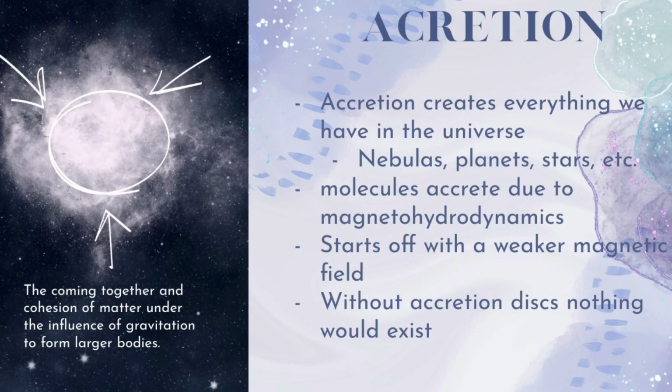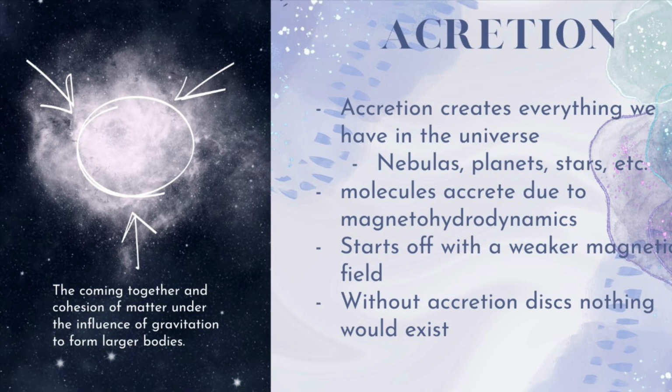Nebulas are a result of accretion, just like everything else in our universe: stars, planets, etc. Accretion is the gathering of molecules through growing forces of gravity, which form larger bodies like protostars. Accretion is able to happen because of magnetohydrodynamics, which pushes and pulls plasma. Without accretion disks, nothing we see in space exists because nothing will be pulled together with a strong enough force.